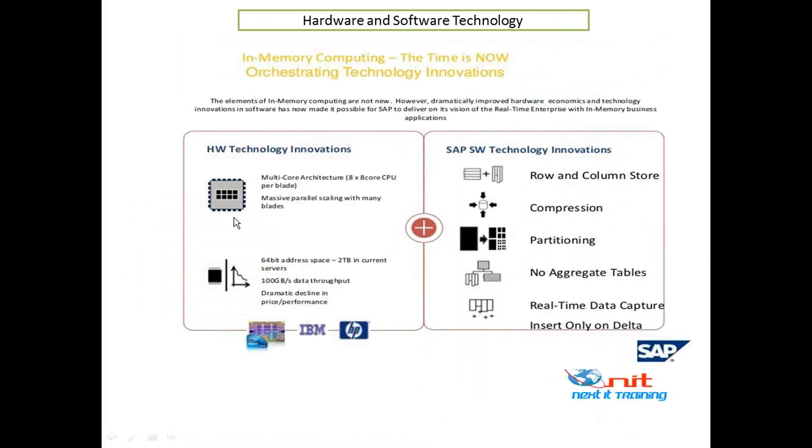This is the one we have seen from hardware technology innovations, like multi-core architecture, so multiple processors, that makes parallel processing easier, and the increased RAM, like terabytes of RAM, so that will help fetching the data very fast. Software technology innovation comes like row and column store, data compression, partitioning, and all these things. This saves a lot of time, and a lot of space also. Unnecessarily it doesn't store any data.